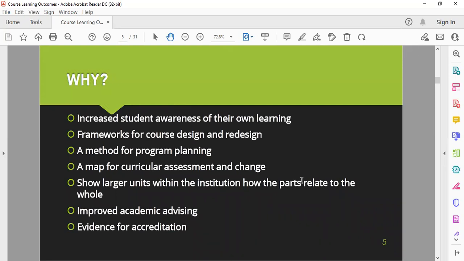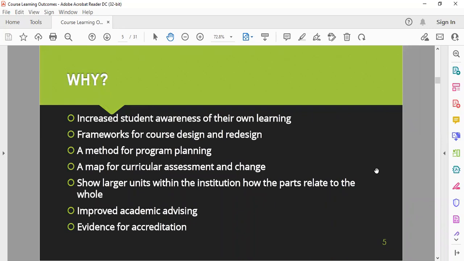A method for program planning. So it's not only at the course level, but also at the level of the program. So if we want to plan the program, that is improve the program, measure the outcomes of the program, we have to go to the course learning outcomes. They are a map for curricular assessment and change. So how can we assess our curriculum and change it and improve it unless we go first to the course learning outcomes?